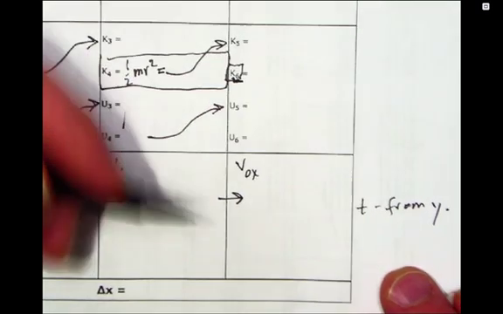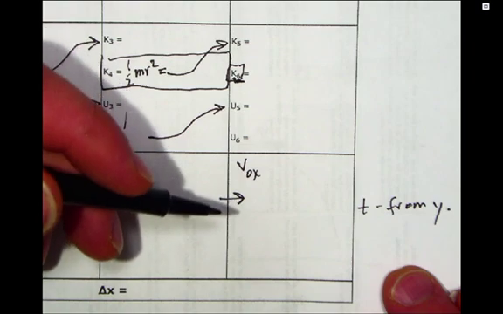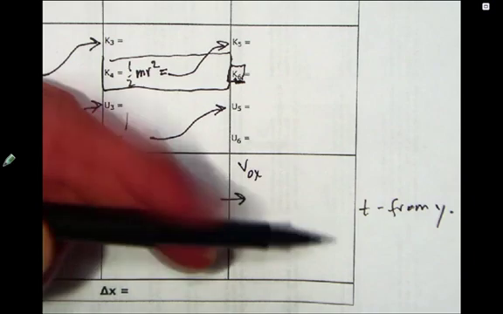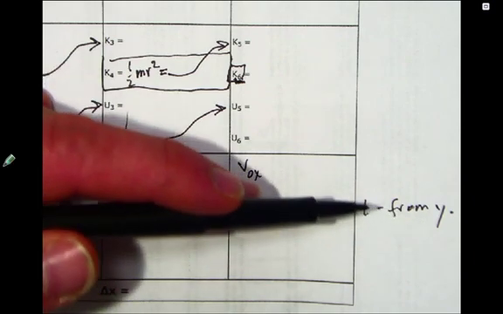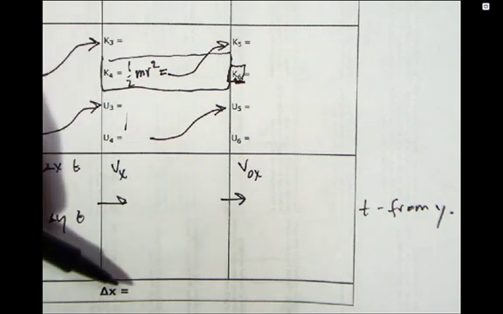And you're going to have enough stuff in y to be able to solve for time. Again, you're not going to get a number, you're going to have an algebraic expression. So you will have an algebraic expression for v naught x, you're going to have an algebraic expression for t, and you can multiply those together in order to find delta x.